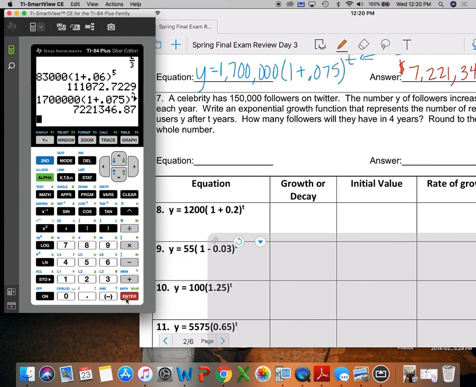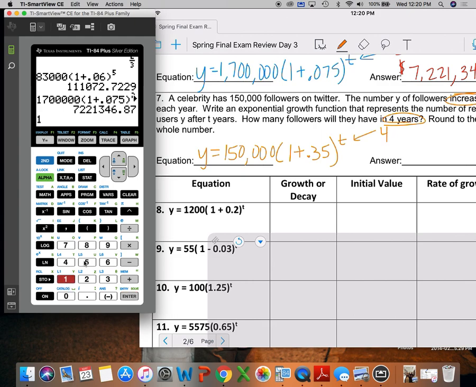Problem 7, we have a celebrity that starts with 150,000 followers. It's increasing 35% for four years. So we start with 1 plus, because it's increasing 35%. We move it to the left, so 0.35 raised to the t, and t is 4.